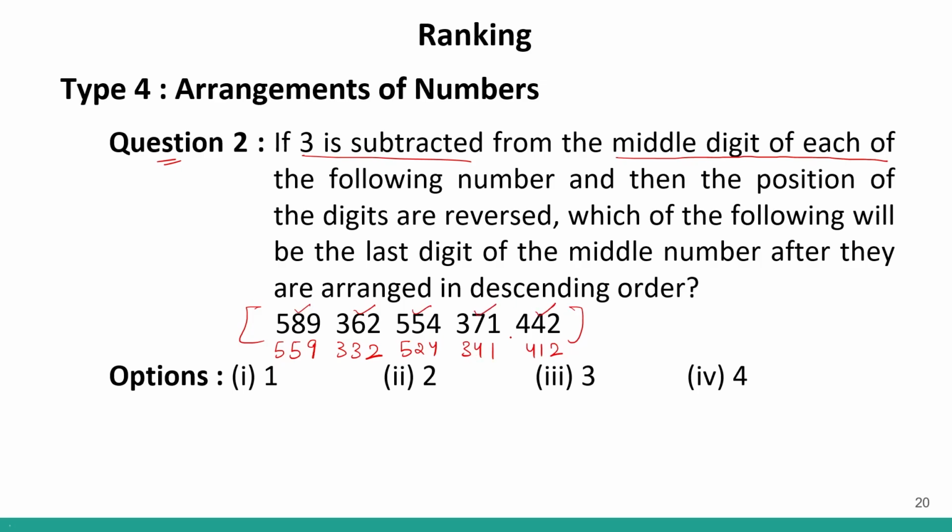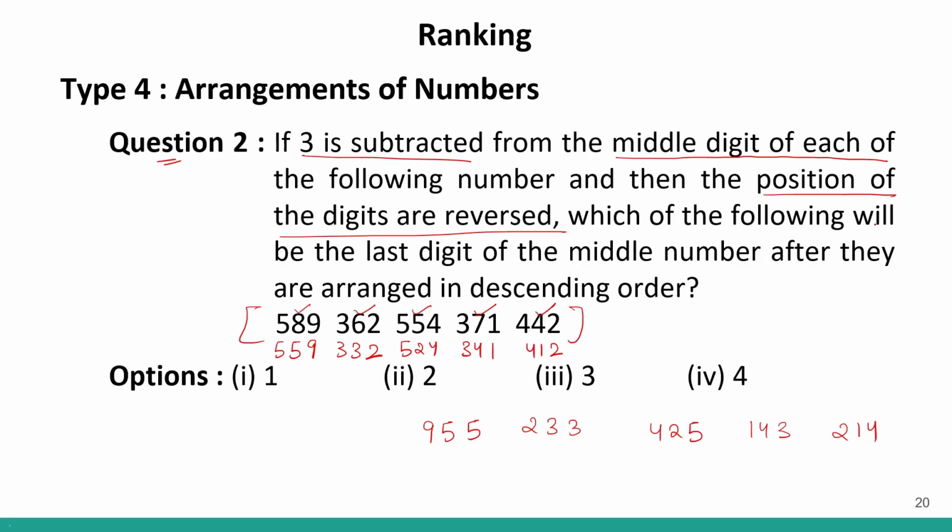Correct? Now, the positions of the digits are reversed. So 559 becomes 955. Let me write it over here. 559 becomes 955. Similarly, 332 becomes 233, 524 becomes 425, 341 becomes 143 and 412 becomes 214. Correct? This is after reversal.